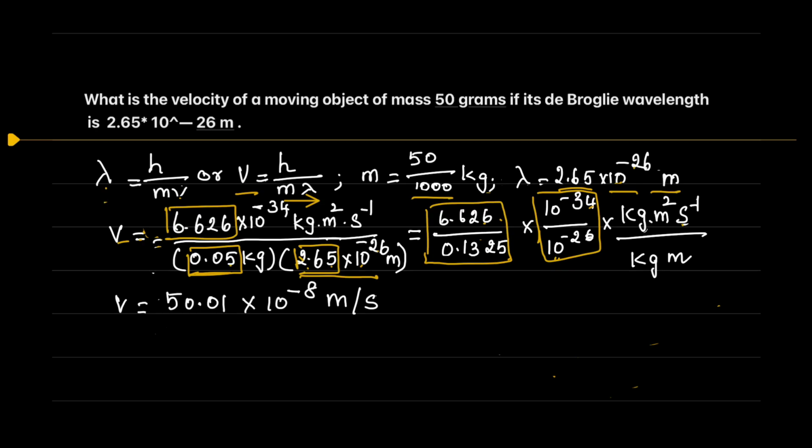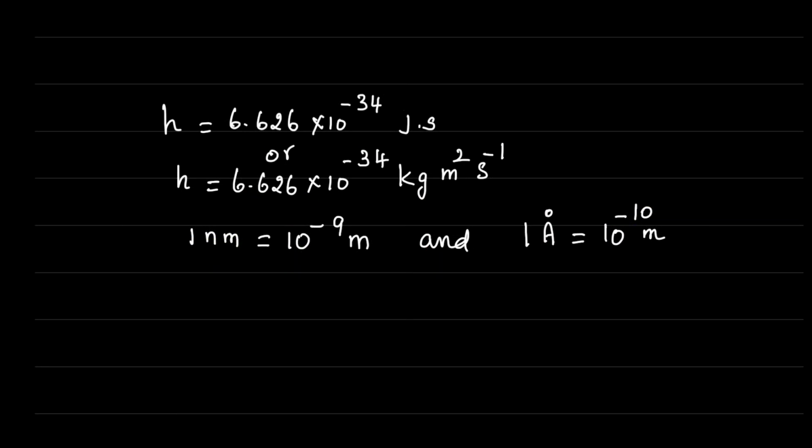And the units part is kilogram meter squared per second on the numerator side and kilogram into meters on the denominator side. When we cancel the common terms, kilograms and meter, this becomes meters per second. So to conclude, the velocity v is equal to 50.01 into 10 raised to the power of minus 8 meters per second. This is the answer.